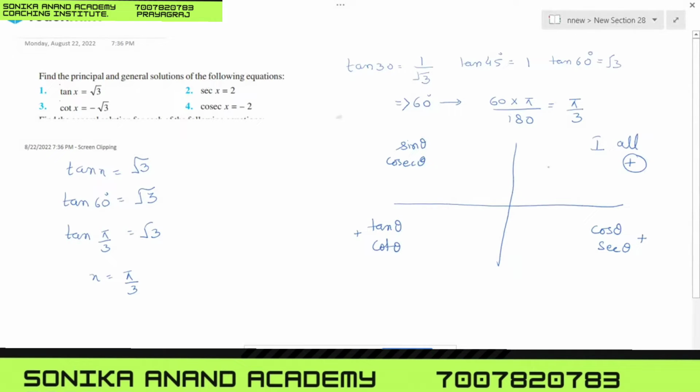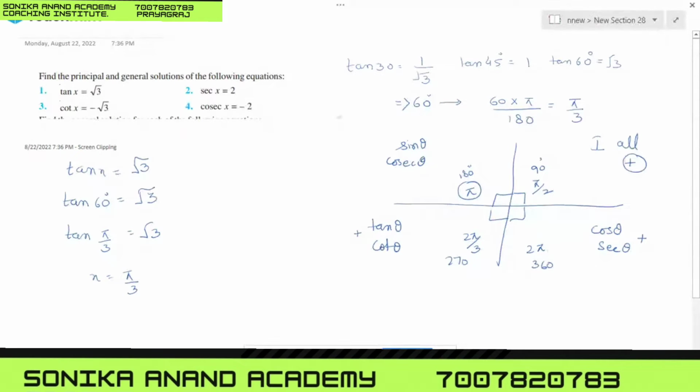Clear? This is pi by 2, this is pi, this is 2 pi by 3 and this is 2 pi. Pi by 2 means 90 degrees, pi is 180 degrees, 3 pi by 2 is 270 degrees, and 2 pi is 360 degrees. Clear?